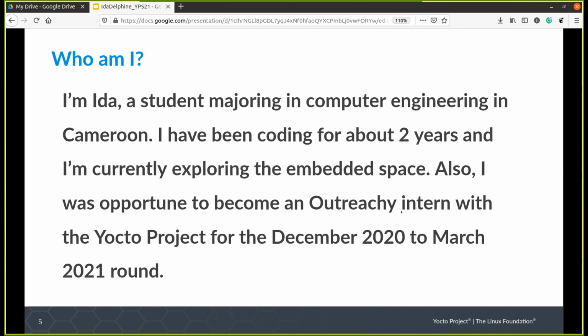I'm Ida Delphine, a student majoring in computer engineering in Cameroon. I'm actually in my second year, and I have not been coding for long. I have been coding for just 2 years, and I'm currently exploring the embedded space. And also, I was an Outreachy intern with the Yocto project for the December 2020 to March 2021 round.